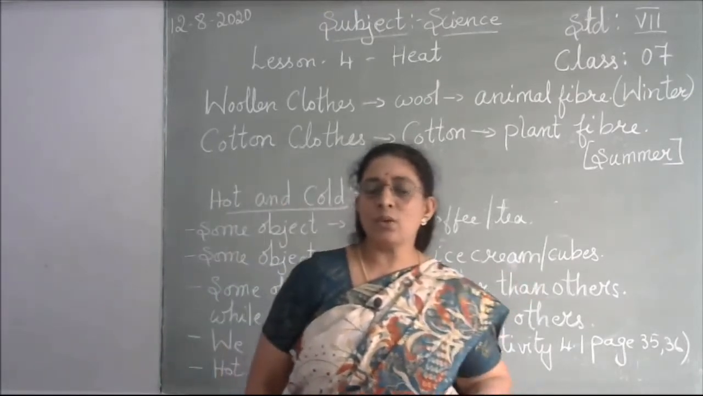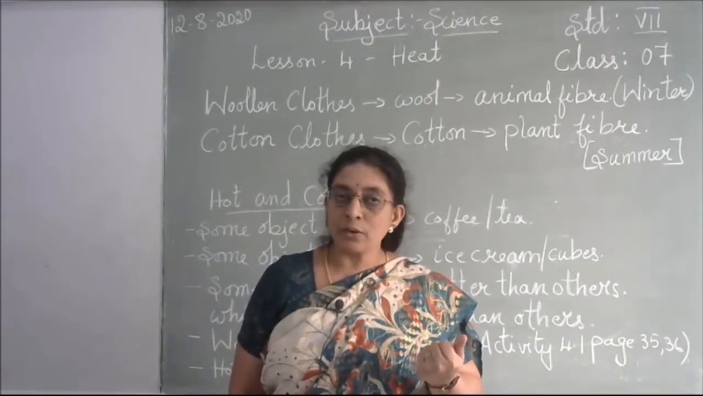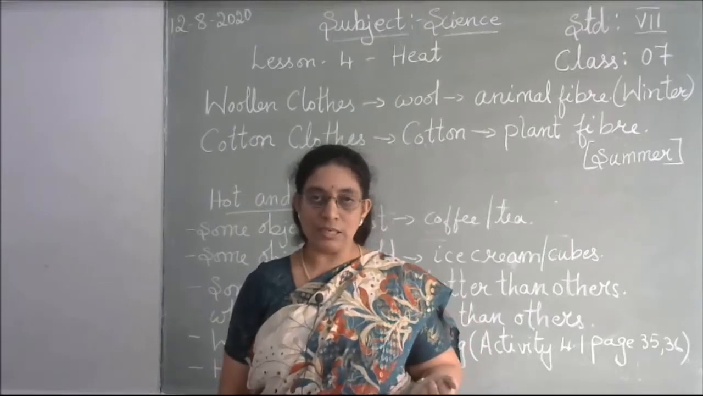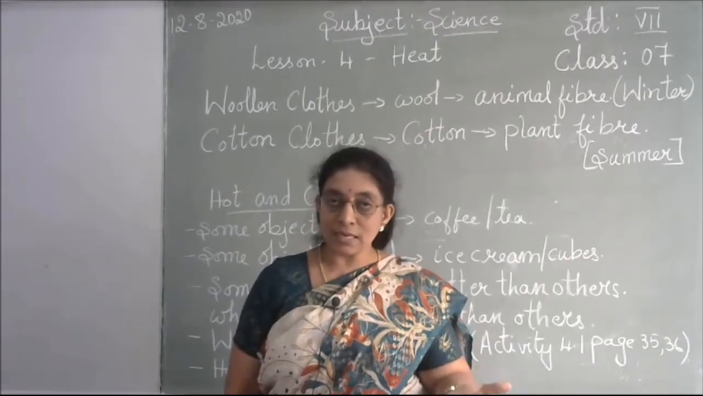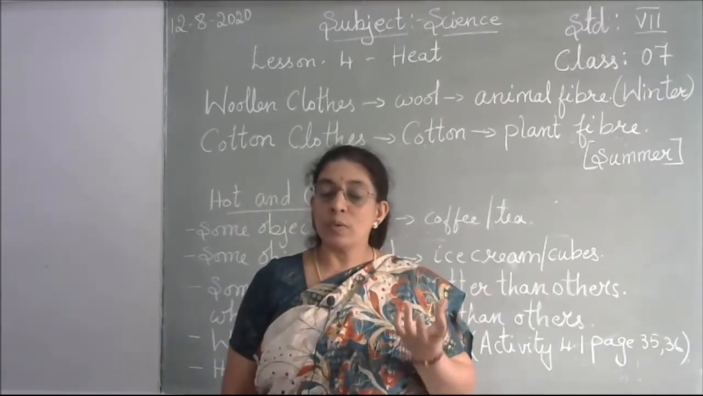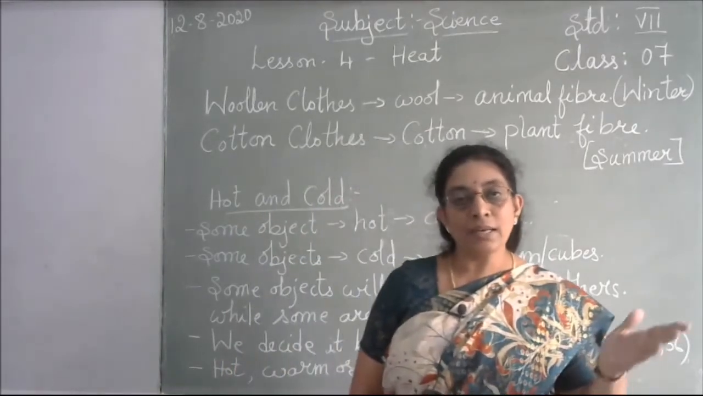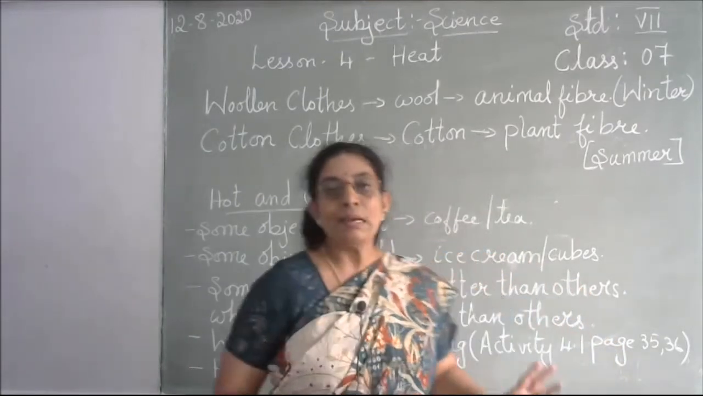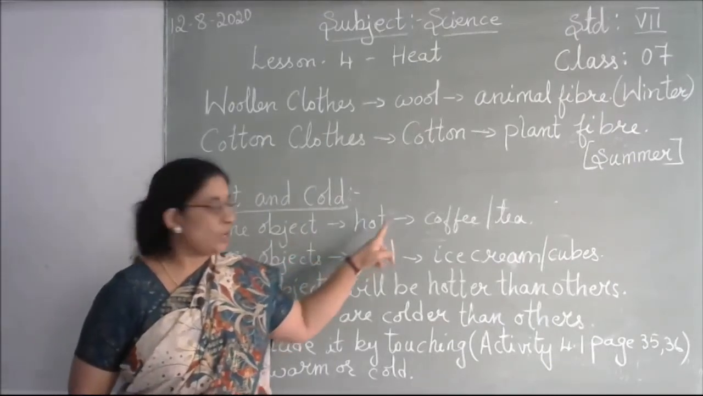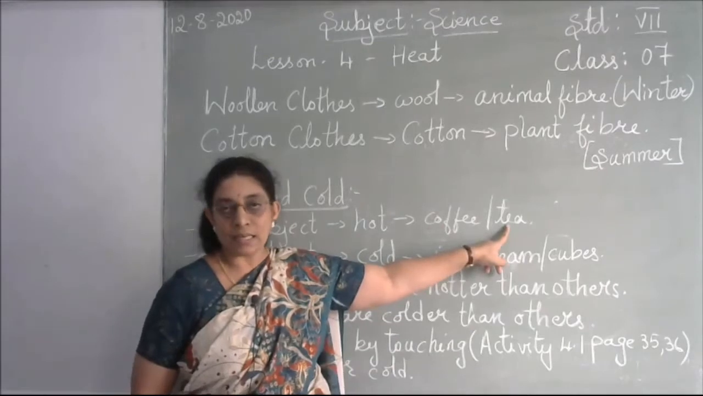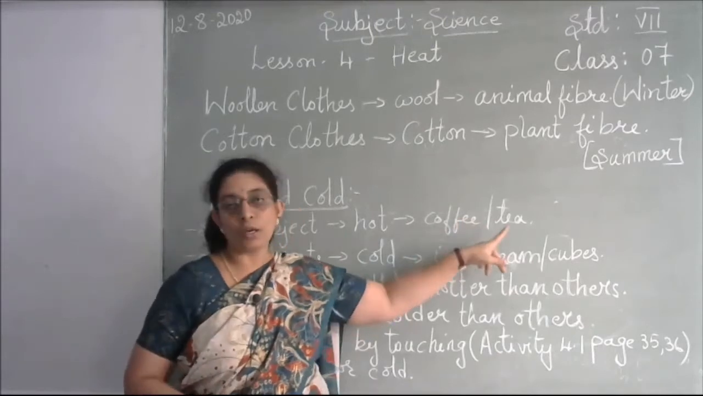Now, if you want to know whether a substance is hot or cold, how do you find out? We have to find out by touching it. Only by touching it will we know whether the material or thing is hot or cold. So we differentiate between hot and cold only by touching the material. Some objects may be hot, for example coffee or tea. When it is poured into tumblers, you touch the tumbler and you will know whether it is hot or cold.